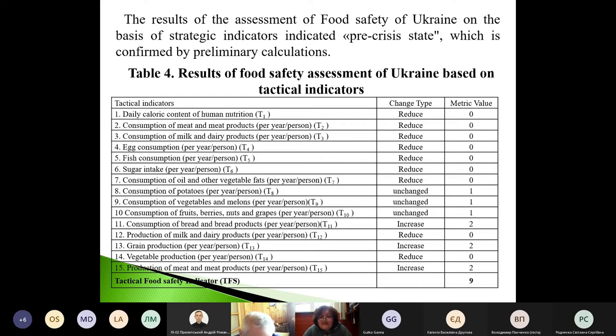And in our scientific research, I want to show you that my methodical approach to the assessment of food safety was proposed, and I want to use this methodical approach to calculate the state of food safety in our life, and these indicators can be used for other countries too, not only for Ukraine.